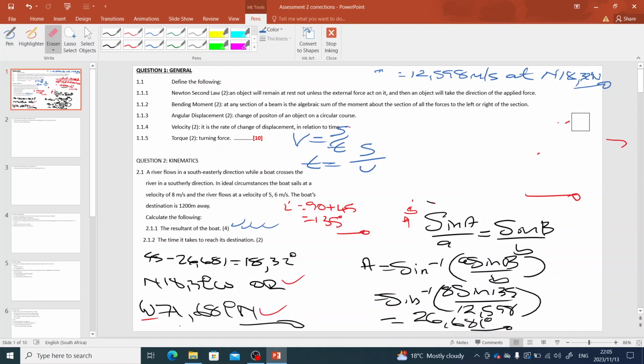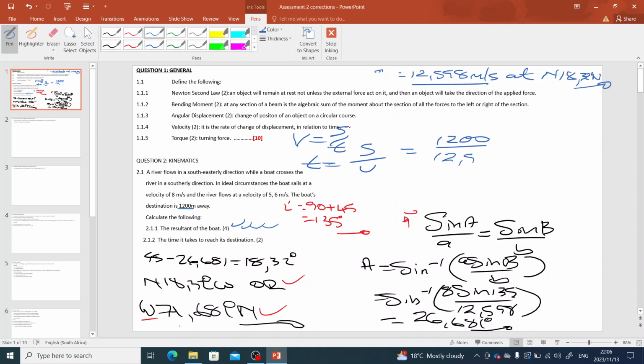Let's wipe. Now, we are given the displacement. We are given the displacement as 1,200. That means it will be 1,200 divided by our V. We've calculated our V there.